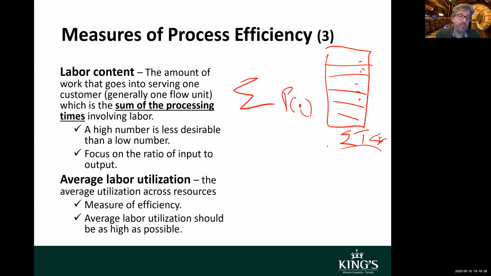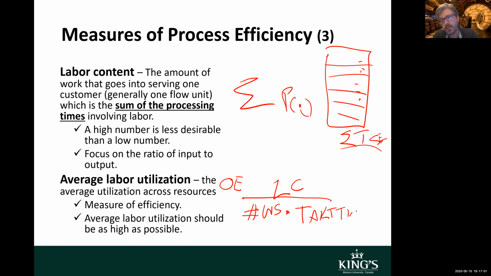While on the other hand, the average labor utilization is a different kind of efficiency. We can think of that in terms of an overall efficiency, right? Where you're dividing the labor content that you just found by the number of workstations or the number of steps or stations that you have in a process times your measurement of demand, or the rhythm or the beat of your demand that we call takt time, right? So remember this.